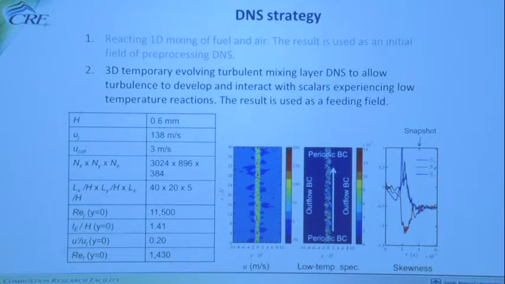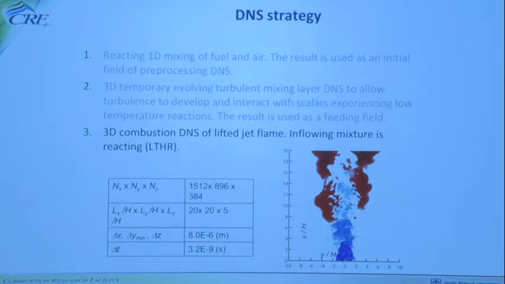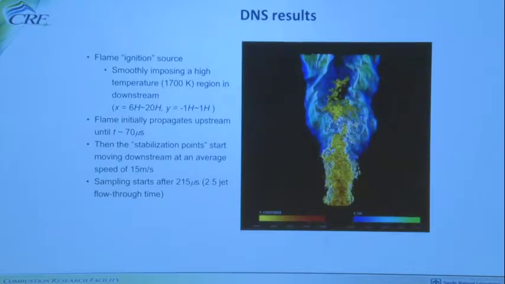And then we use that to feed the spatially evolving 3D DNS of the lifted DME jet flame. Again, we had similar kinds of domain grid numbers, and domain sizes were small, and we were simulating at very small time steps on the order of a couple of nanoseconds. So this is what the lifted turbulent DME jet flame looks like, where the yellow-orange colors are the methoxy-methyl peroxy radical from the cool flame, the low temperature reactions, and the bluish colors represent OH radical, a marker for the high temperature flame.